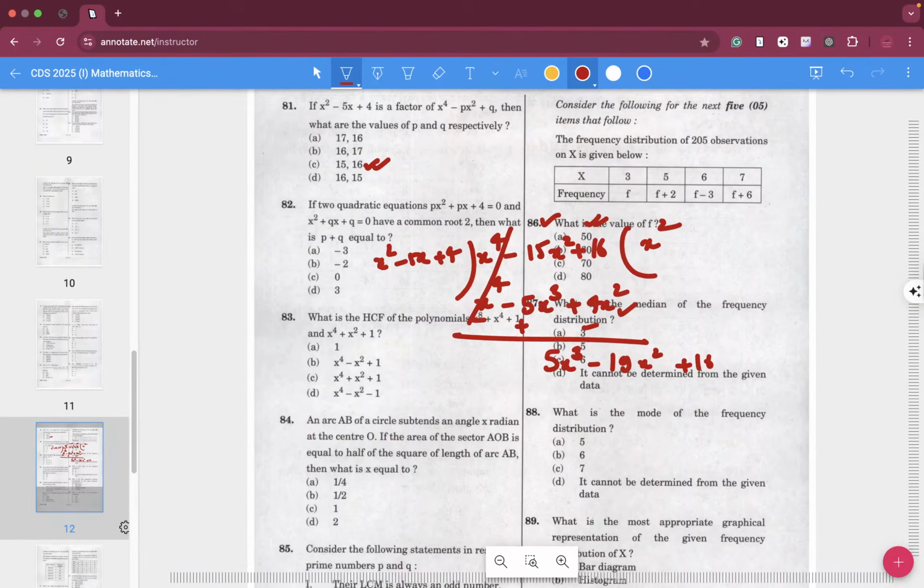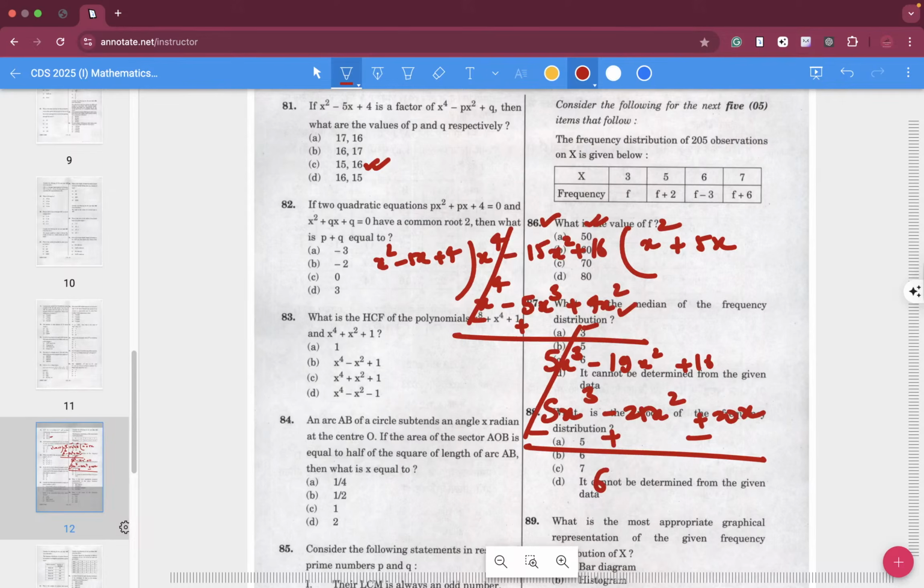Now obviously you will multiply by 5x. So over here we'll get 5x cube minus 25x square plus 20x. Now what remains? This is minus, this is plus, this is minus. Sign change, all of you are aware of that. Now this one goes away, so what we are left with is 6x square minus 20x plus 16.